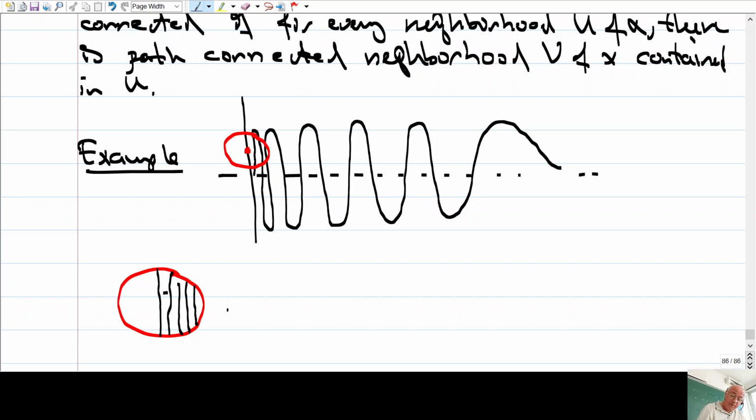So this space, hence X, is not locally connected.